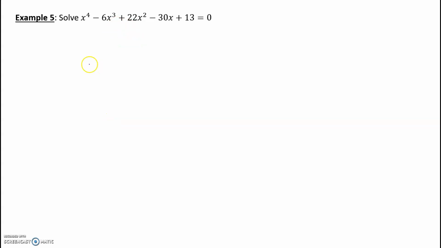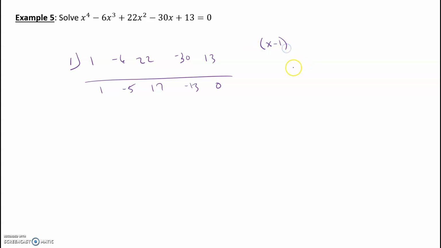All right, let me put back what we had here. 1, negative 6, 22, negative 30, and 13. And we had 1, negative 5. I'm just writing the end result here. So we knew that x minus 1 happened. When we looked in our graph, we found out that it actually happened twice.